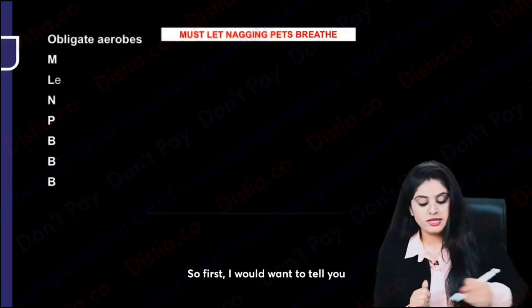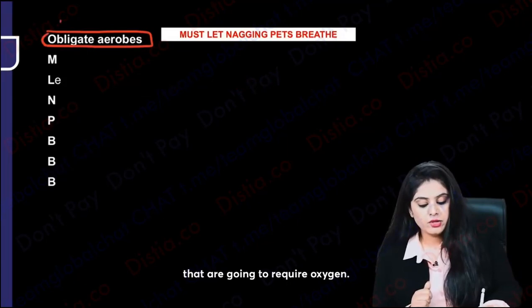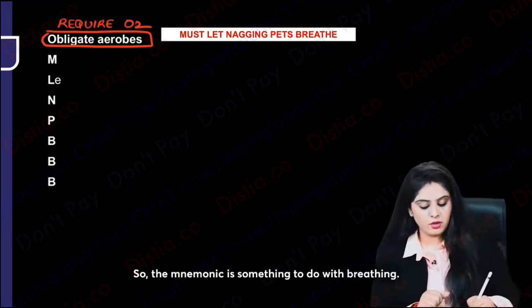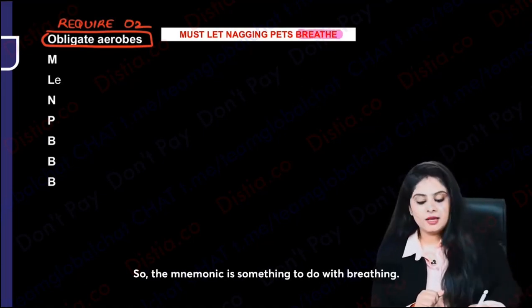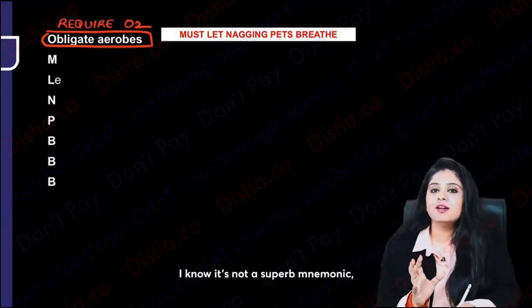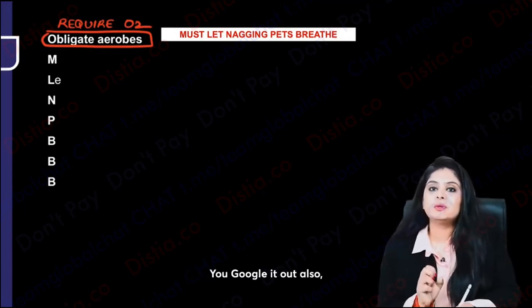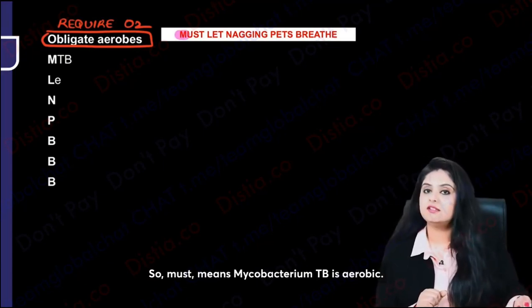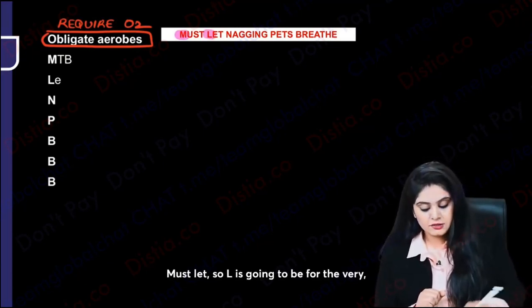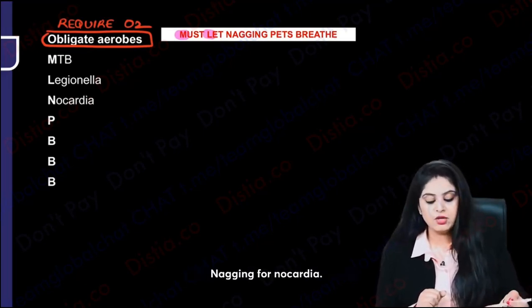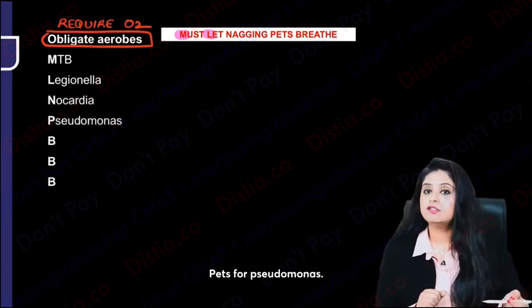First I would want to tell you which are the organisms that are going to require oxygen. Oxygen means breathing, so the mnemonic is something to do with breathing: Must let nagging pets breathe. I know it's not a superb mnemonic, but this is the only one possible. You can Google it also, there's no other mnemonic available. So must means Mycobacterium TB is aerobic. Let: L is for the very famous Legionella, that is aerobic. Nagging for Nocardia. Pets for Pseudomonas.